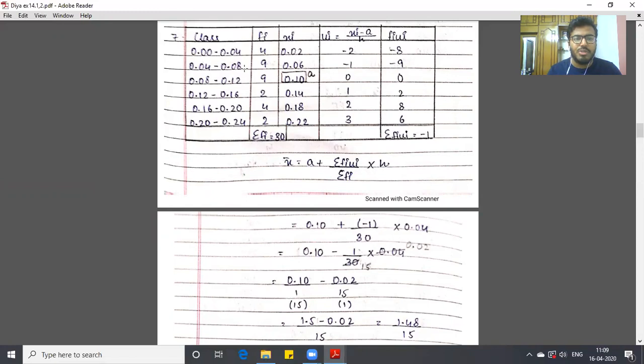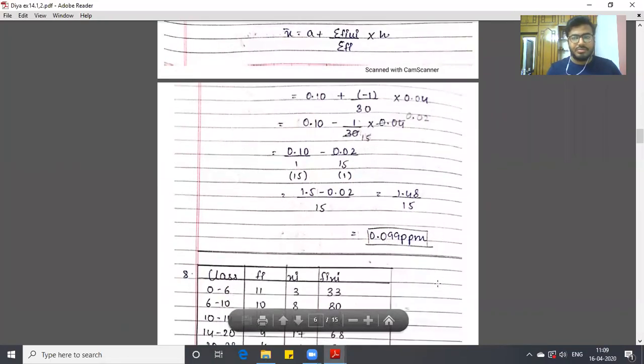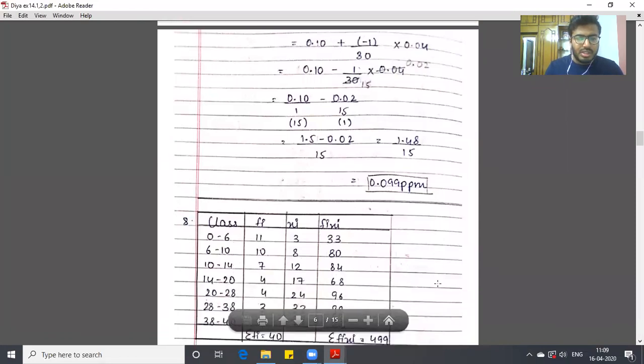You can take any class and subtract, and it will be the same: 0.16 minus 0.12, that is also 0.04. So h value, got it. Now after that you do the calculation. After the calculation you are getting 0.099 ppm. So that's the answer.